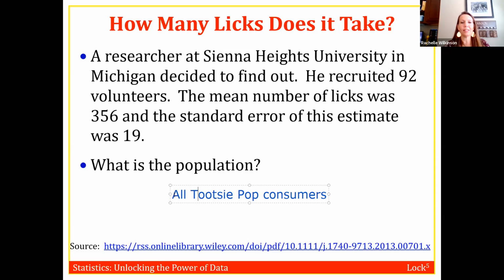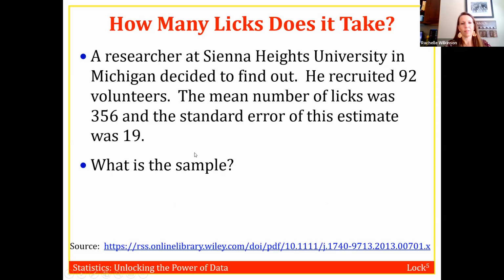What about my sample? What's the sample here? Okay, my sample is the subset of the population that I actually measure. So in this case, my sample is going to be the 92 volunteers. All right, so my sample is these 92 volunteers.